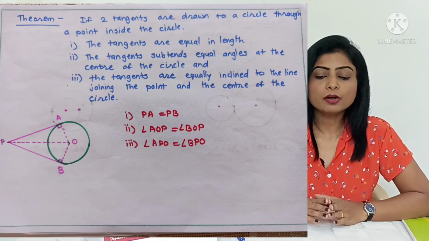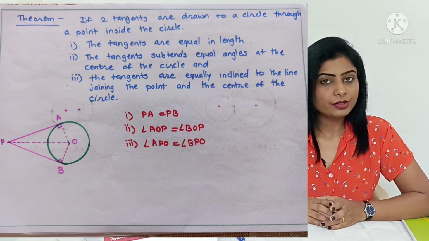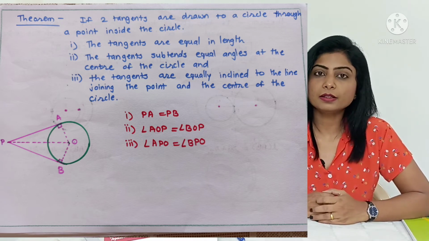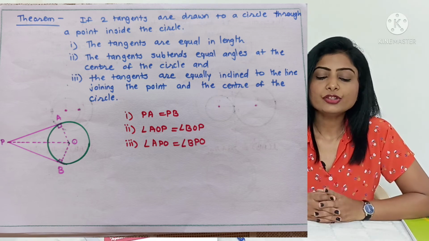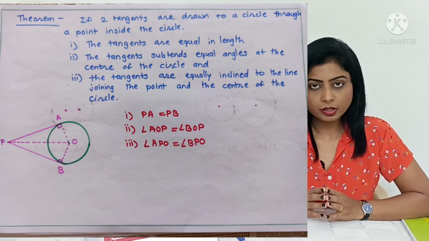Here, if two tangents are drawn to a circle through a point outside the circle, first, the tangents are of equal length. Second, the tangents subtend equal angles at the center of the circle. Third, the tangents are equally inclined to the line joining the point and the center of the circle.